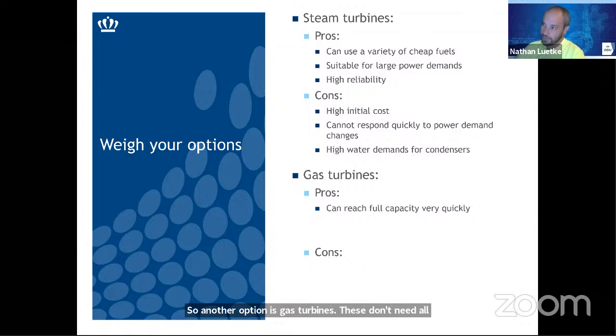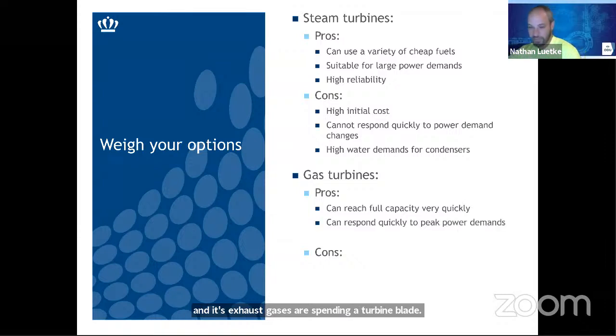Gas turbines can turn up and down very fast, so they're very agile. You can say they can react to power surges very quickly, because all you're doing is just dumping more fuel at it, burning it, and its exhaust gases are spinning a turbine blade. Easy to do. Which means they can respond quickly to power demands.